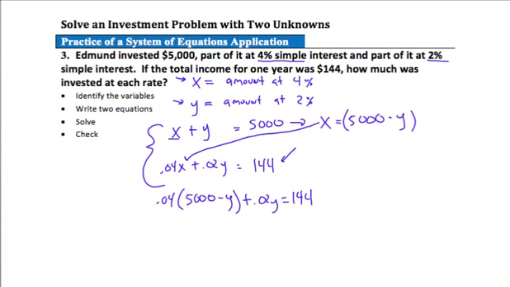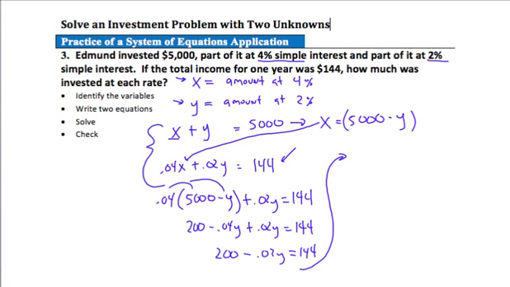I would start by distributing the 0.04. When I take 0.04 times 5,000, I get 200. And then it's just going to be minus 0.04y plus 0.02y equals 144. Let's combine our like terms there. If I take a negative 0.04 and a positive 0.02, that's going to end up with a negative value. So I have 200 minus 0.02y equals 144.